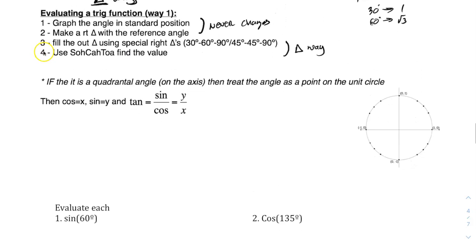And like we talked about before, if you happen to fall on the quadrant angle, if you happen to fall on the line, then it's one of the special values. And remember that sine is y, and cosine is x. And then tan is sine over cosine, which is y over x. So if you happen to fall on one of the quadrantal angles, then it's just, what's the point? Sine is y, cosine is x, tan is sine over cosine.